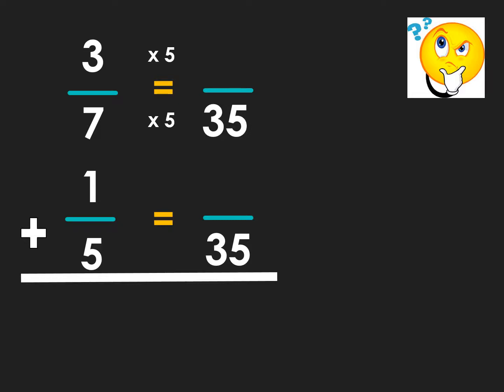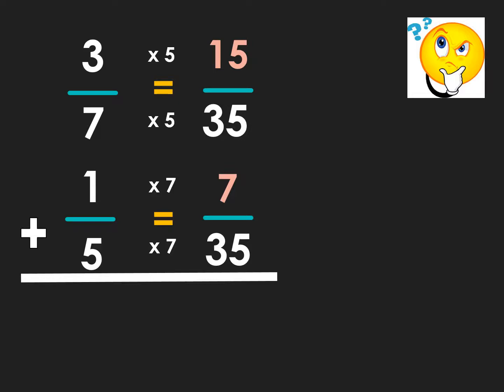What does 3 times 5 equal? If you said 15, yeehaw! So let's try that again for the fraction at the bottom. What number can I multiply to get from 5 to 35? Think time. If you said 7, hooray! We're almost done. Quick, what does 1 times 7 equal? Yes, 7 is correct. Our equivalent fractions are now 15 over 35 plus 7 over 35.